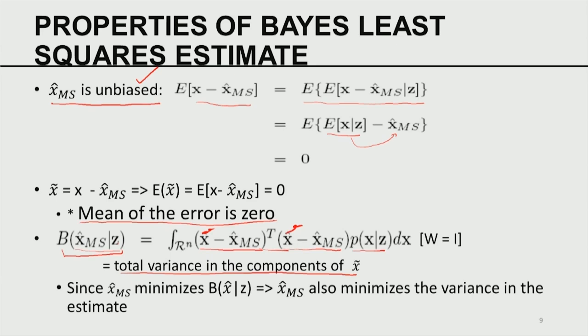And by virtue of our property of x hat MS, it readily follows that the Bayesian estimate minimizes the conditional Bayesian cost. The conditional Bayesian cost is essentially variance, and it minimizes the variance. So this is also a minimum variance estimation. This would be a beautiful interpretation of what the Bayesian estimate is all about, and some of the properties associated with this Bayesian estimate.